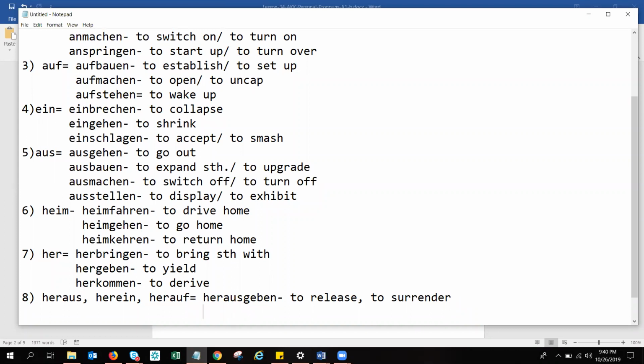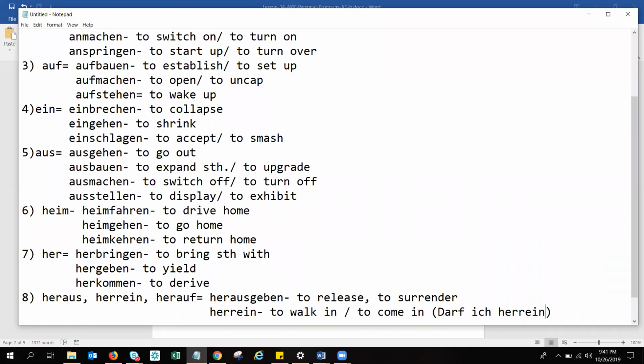Then for herein we have the verb hereinkommen. I told you that if you want to say may I come in, you have to say, remember? Darf ich hereinkommen? Hereinkommen means to walk in or to come in. Why is hereinkommen written together here? Because there is a modal verb. Because there is a modal verb, we cannot write the first part at the end.